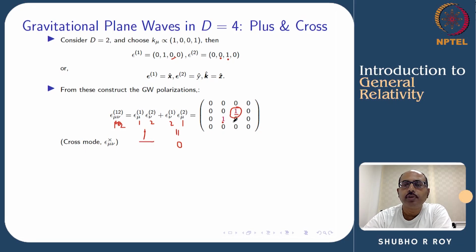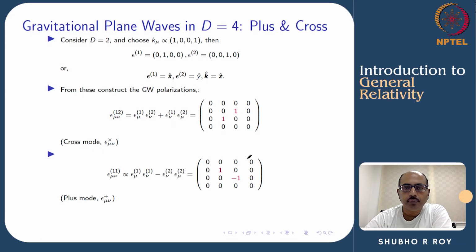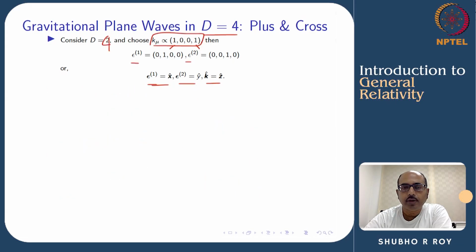And similarly, because it's a symmetric tensor, the 2, 1 component will also be 1. The rest of them are 0. Please do it by yourself once and check that indeed you get this matrix. So this, for reasons which will become obvious when we proceed to the next couple of slides, is called the cross mode. Okay, with the cross. So off diagonal. And then the second polarization, which will be of this form.